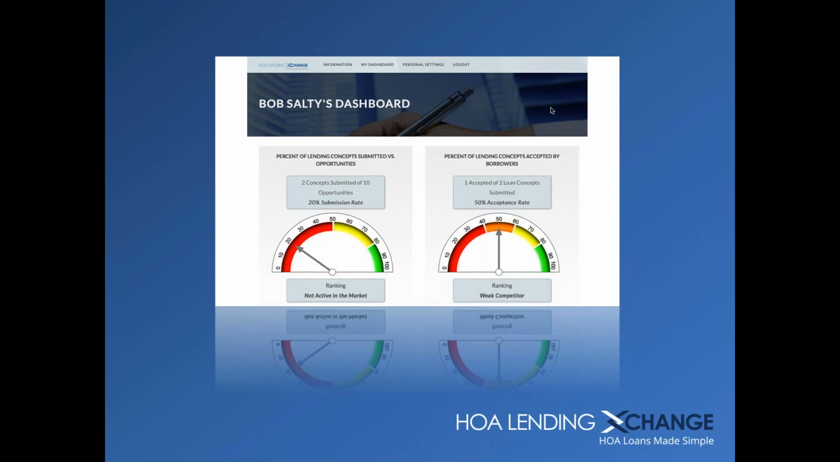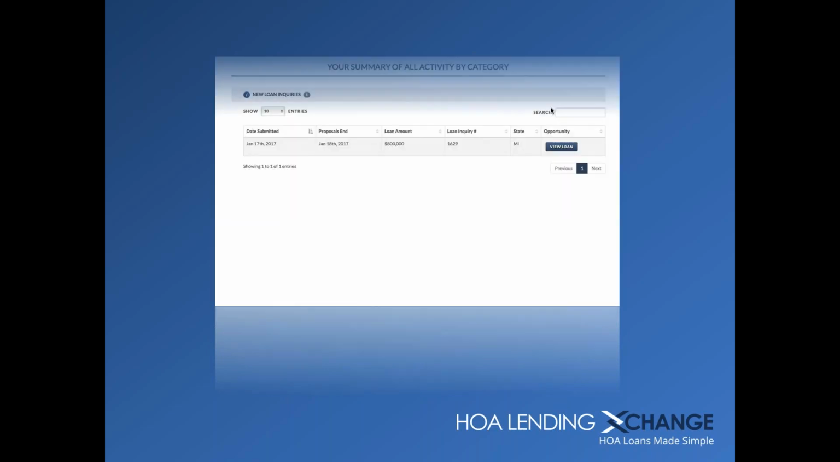Below the gauges is your summary of all activity by category. This is where all your HOA loan opportunities lie. The very first section is your new loan inquiries. This is where you find all of the opportunities that match the lending criteria you set in the universal lending limits. There are no loan opportunities here that do not match your criteria. This is gold. But just like gold, it needs to be mined, and quickly.